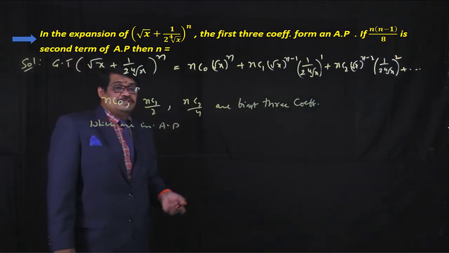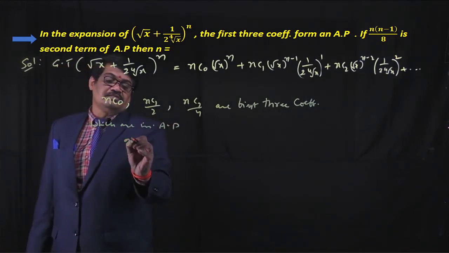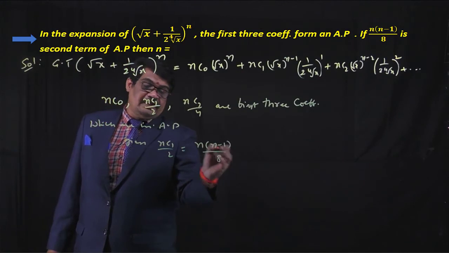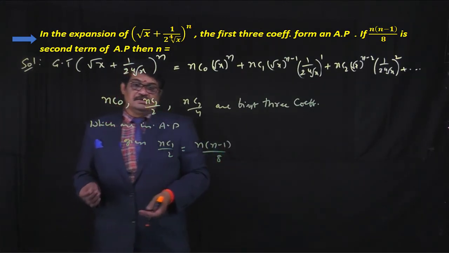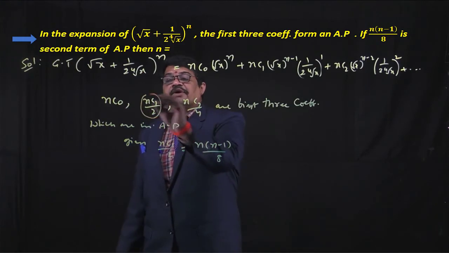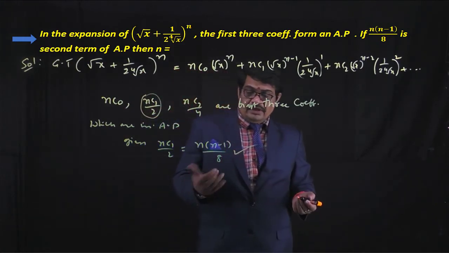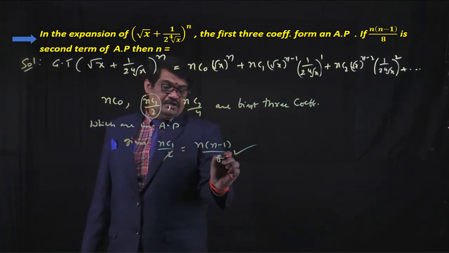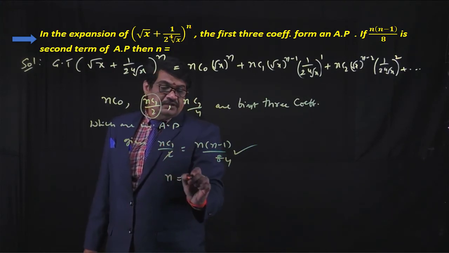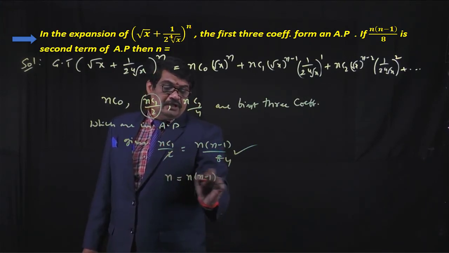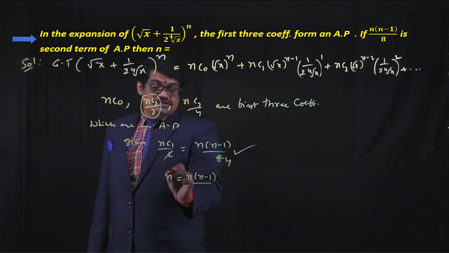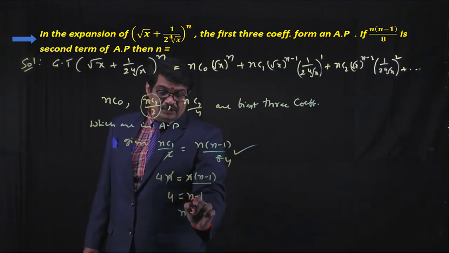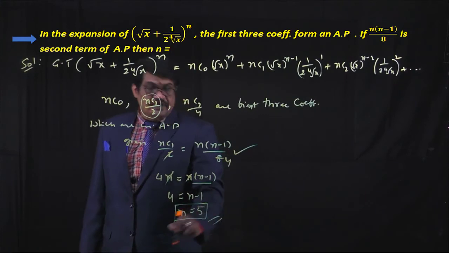The second term is given: nC1 by 2, that is n into n minus 1 by 8. Now from that we have to find the value of n. So 2 4s are 8, nC1 is n, here n into n minus 1 by 4. This 4 moves to this side, then n cancels, and 4 is equal to n minus 1, from that n is equal to 5. So the value of n is 5.